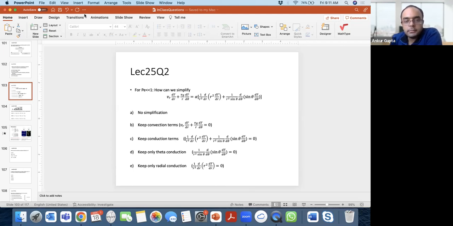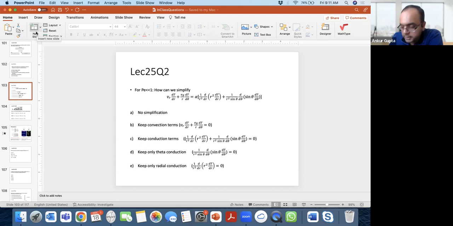So basically the maximum response is for C, followed by E, which is keep only radial conduction, and the answer is actually E, that you only keep radial conduction. And this is one of the most common confusions that I've seen about this problem. So most of you did get it right.